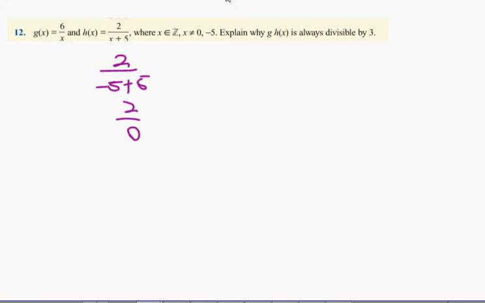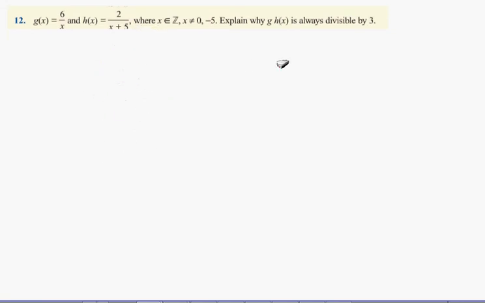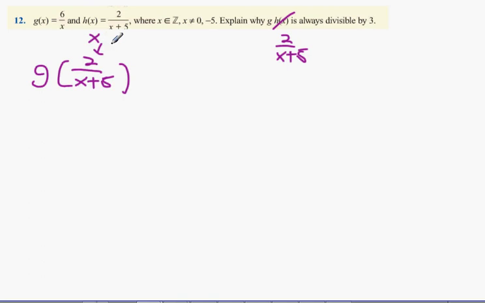Now, do h of x first, do the g function second. Why is this answer always divisible by 3? Let's find out. It basically asks me what is the g function when h of x is 2 over x plus 5. It's asking me the g function of 2 over x plus 5. This means whatever x was is now turned into 2 divided by x plus 5. And that's going to equal 6 divided by 2 divided by x plus 5.